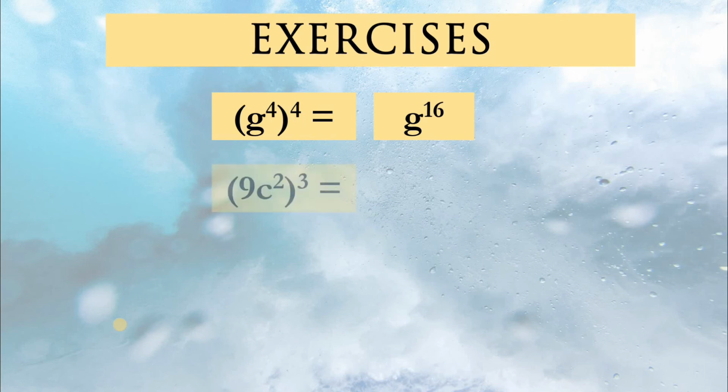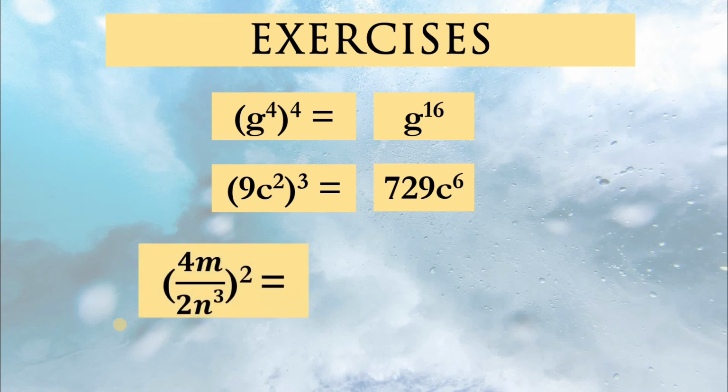And then we have quantity 9c squared, quantity cubed, power of a product. So we just distribute your exponent to your coefficient and variables in the expression. So we have 9 cubed c raised to 2 times 3, and that's 729. 9 times 9 times 9 is 729, and then c raised to 2 times 3, 2 times 3 is 6.